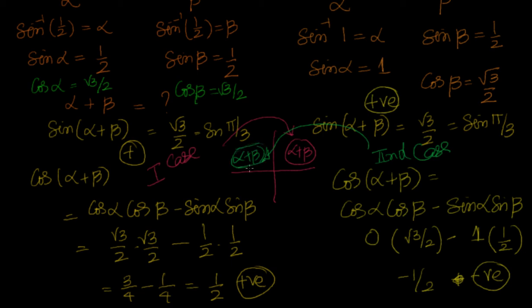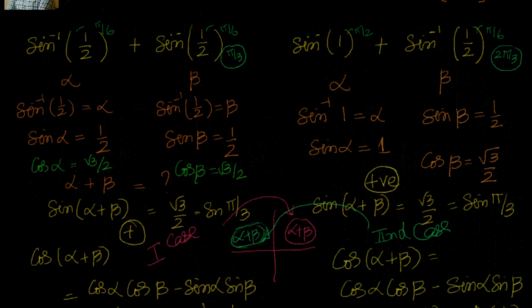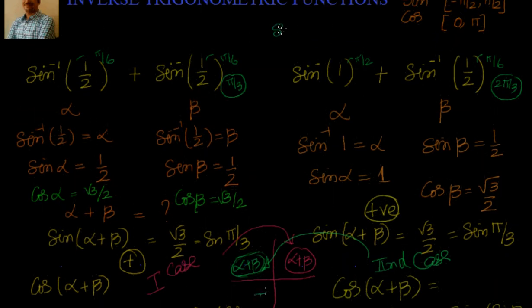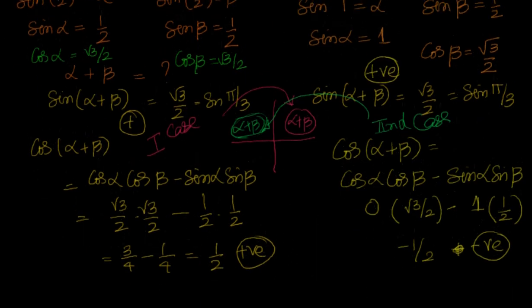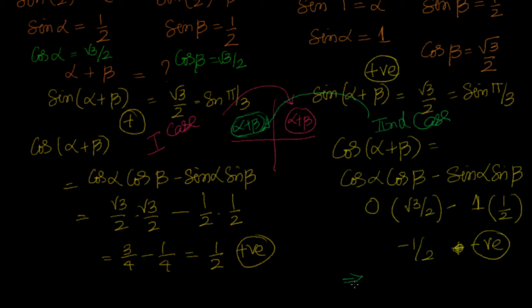So how to find out what exactly is this value? For that, we know that sine of theta equal to sine of pi minus theta, and also we know that minus cos theta equal to cos of pi minus theta. So the value of this will not be pi by 3, but it will be pi minus pi by 3. That's nothing but equal to 2 pi by 3.